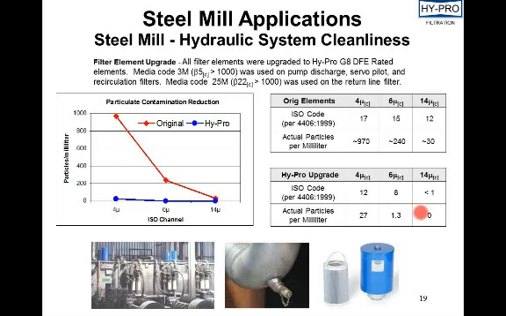And what we found, just by upgrading the filter elements and adding some breathers, was that we went from an ISO code of 17, 15, 12 down to a 12, 8, less than 1. Dropping the 4 micron particles per milliliter from a number of 970 down to 27. So a huge reduction in particles in the oil.